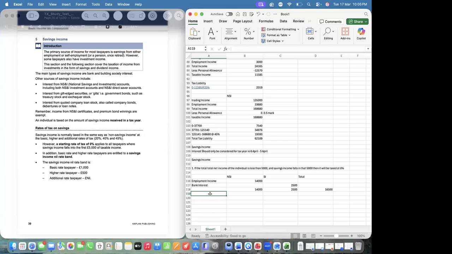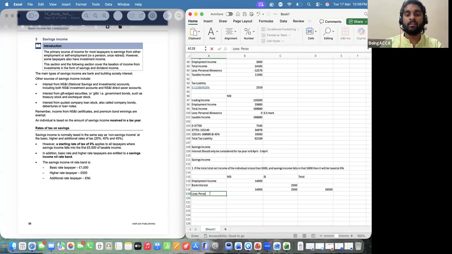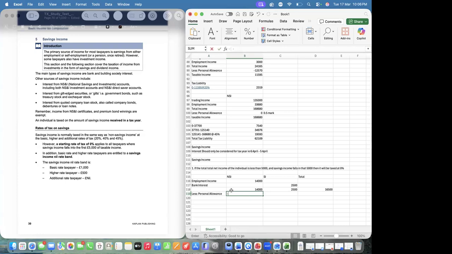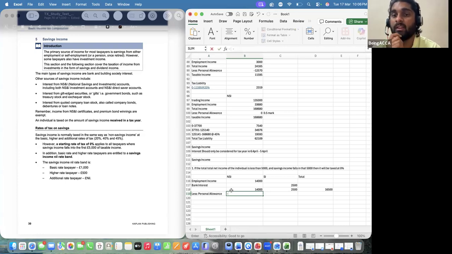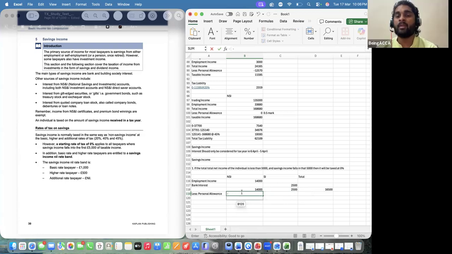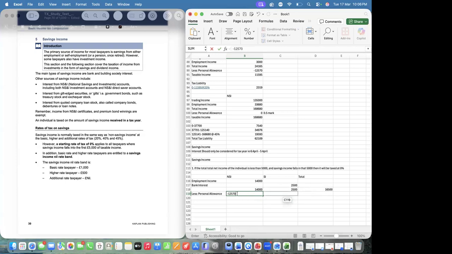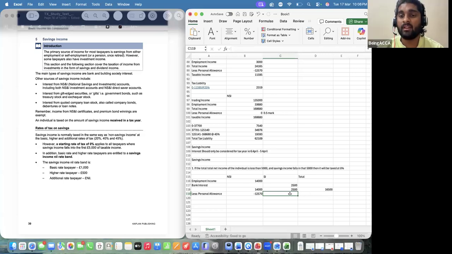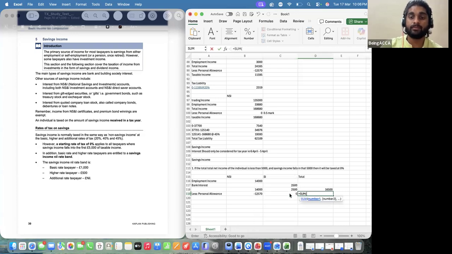Personal allowance, correct. Less personal allowance. First, which one should I give priority to when reducing personal allowance? Should I give it to NSI? For non-savings income of 14,000, can I give 12,000 and 2,000 to savings income? No, sir. We can't. However much there is, the full amount should be given to non-savings income, then to savings, then to dividend income. Is the savings income getting any personal allowance? No. So this will again be the sum of both.